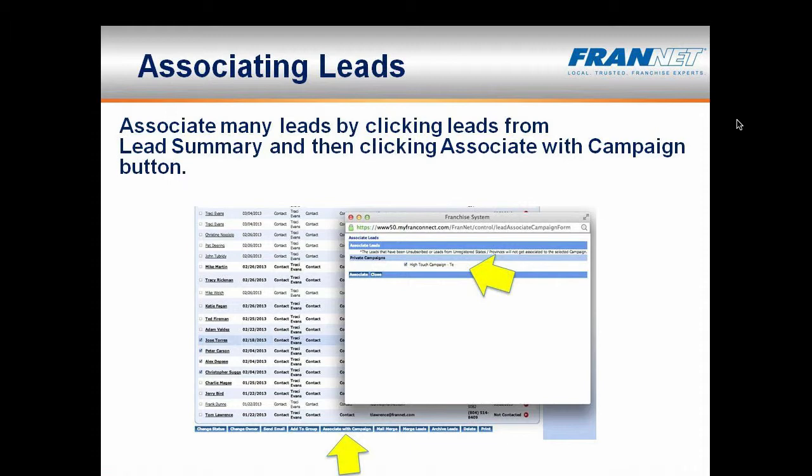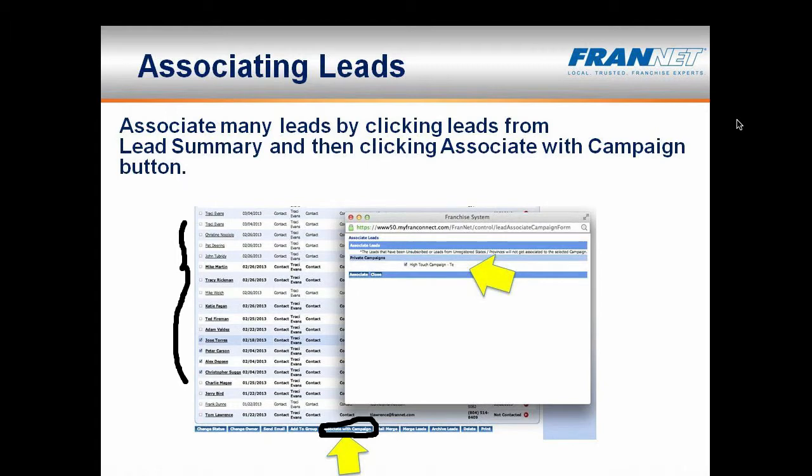And over to the left, you can see these boxes to the left of each lead. You just click on the desired leads that you want to associate with the campaign, and at the bottom, you just click this Associate with Campaign button. So that's the easiest way to do it.